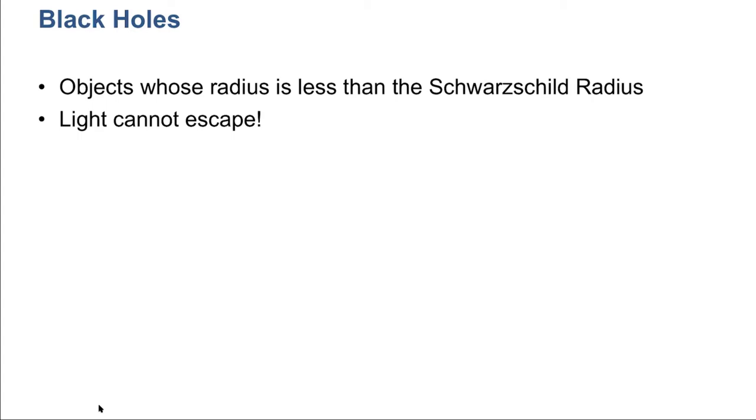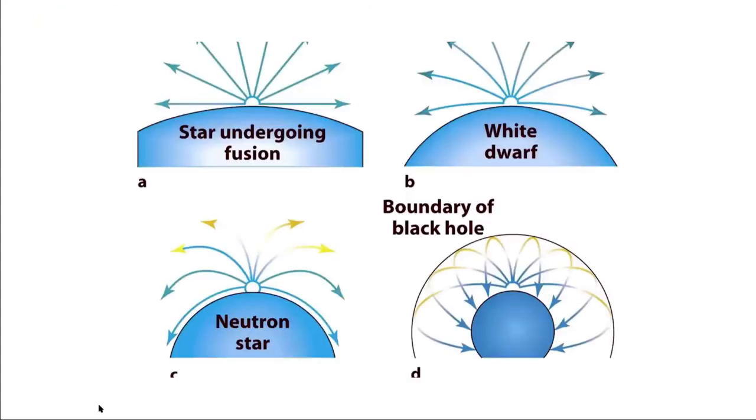All light that comes by, that enters the black hole's Schwarzschild radius, cannot escape either. Here are some examples of objects and how light escapes from the surface of those objects.